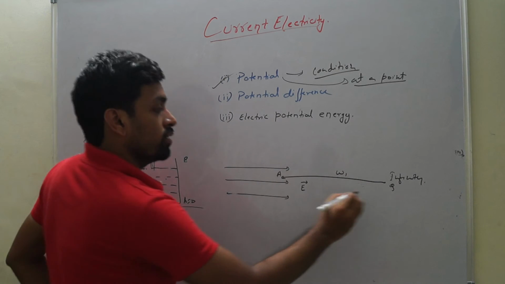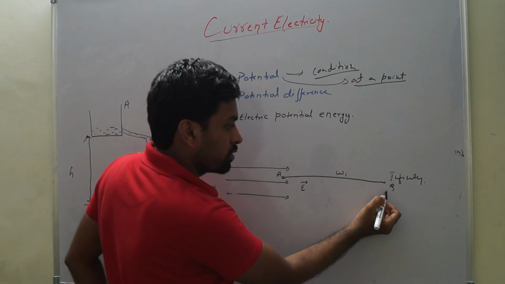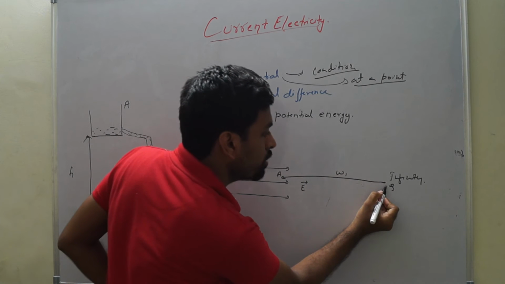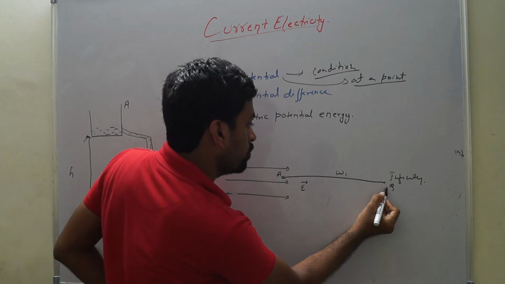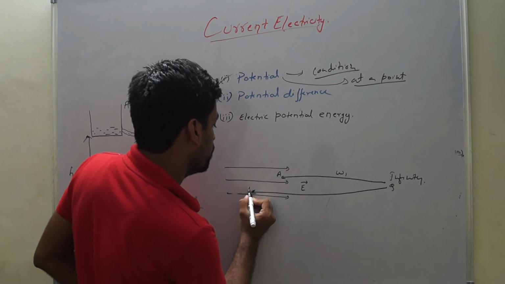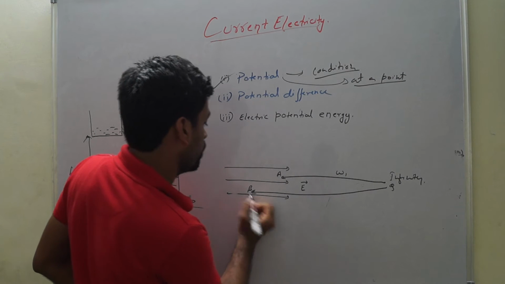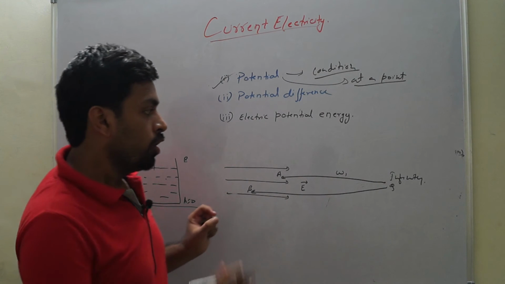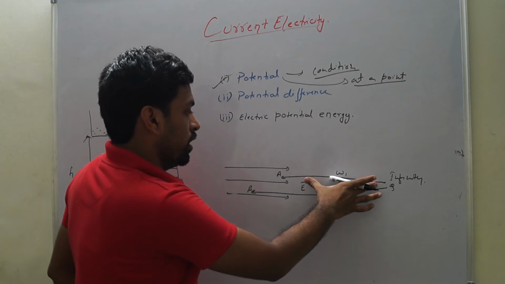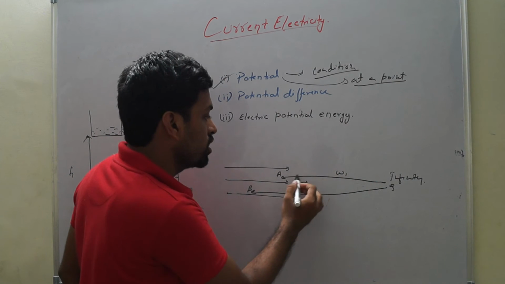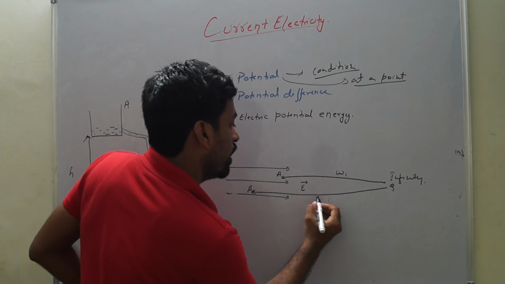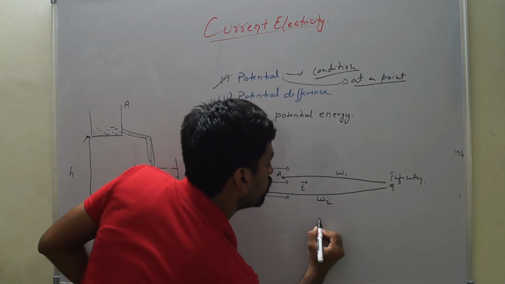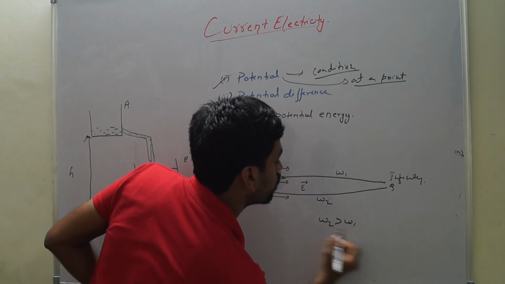Now we are going to bring the same charge Q in a second attempt from infinity to a point B in the same electric field. We know that since we have to cover a lesser distance here, we have to do less work in this case, W1, and in the other case suppose the work done is W2. We know that W2 has to be greater than W1.